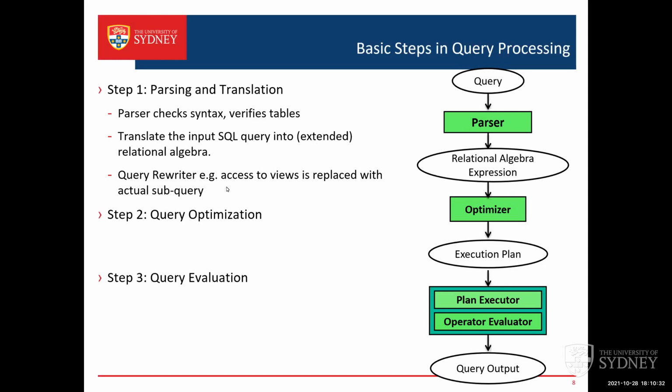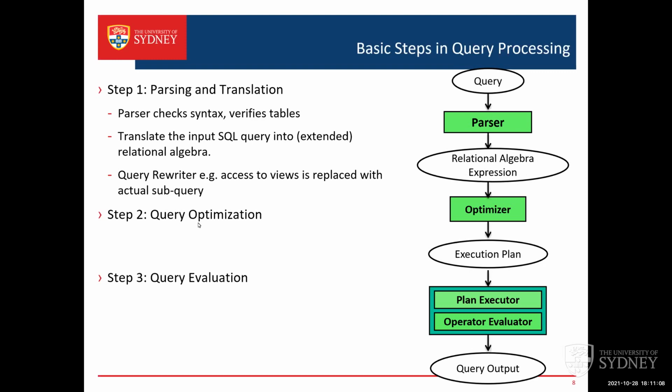If you remember views, inside a view there is a query, right? That we save as a view. So if there is a view in your query, the parser will also rewrite that view into the actual query that we have inside that view. All these translations are the job of the parser. After everything is fine, the parser simply returns a relational algebra expression. That relational algebra expression comes to the optimizer. So what is the job of the optimizer?